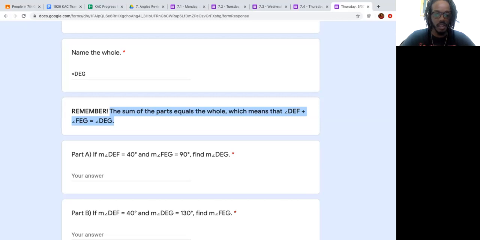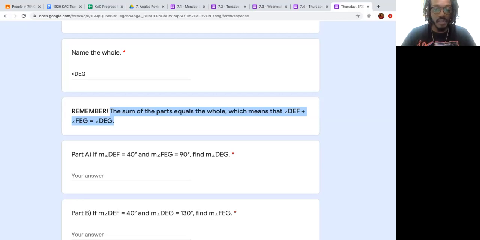Part A says if DEF equals 40 and FEG equals 90, then find DEG. Again, I'm going to start with just the understanding of the two parts equaling the whole, and then start substituting in the information that I have. So I have 40 plus FEG, which is 90. And that's going to tell me what angle DEG is. 40 plus 90 is 130, which means that 130 is equal to angle DEG. And that's how that works.